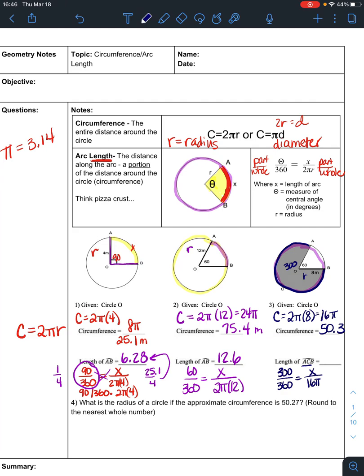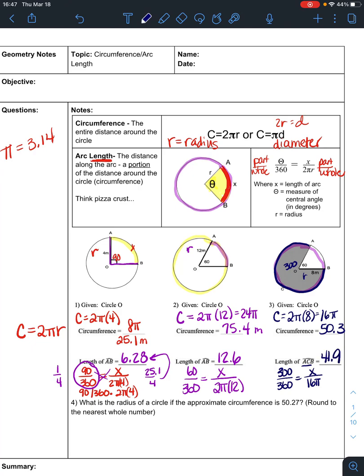The reason I'm not using the 50.3 is because I rounded it. You can, it's fine, it'll come out, but it's better to not use rounded answers when you're finding them. So do 300 divided by 360 times 2 times pi times 8, or 16 pi, and you get 41.9.